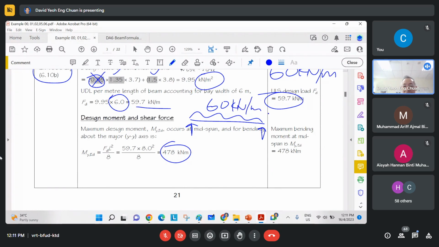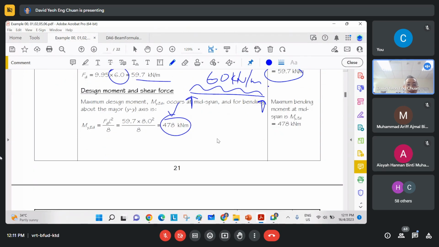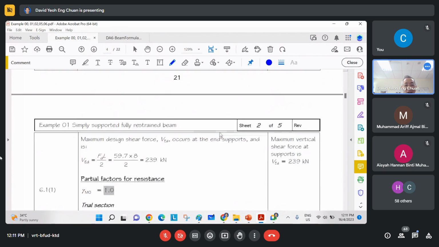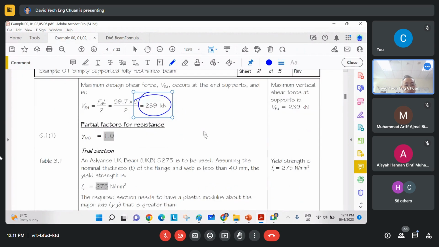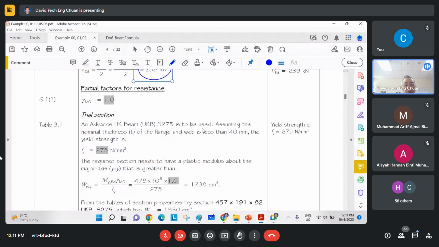That's a factored design load. And you can then calculate the MX, which is 478 kilonewton meter, and the maximum design shear, the maximum shear demand, is 239 kilonewton. So how do you then begin your work?